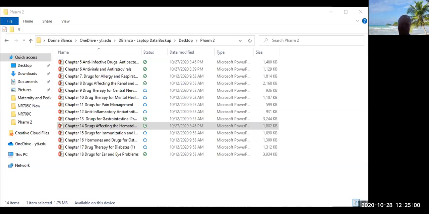Okay, chapter 14. So these are drugs affecting the hematologic system. Okay. Blood clotting. So all those words I said before in regards to the coumadin and the warfarins and all that stuff falls under this category. So you have the drugs affecting the hematologic system. Okay.